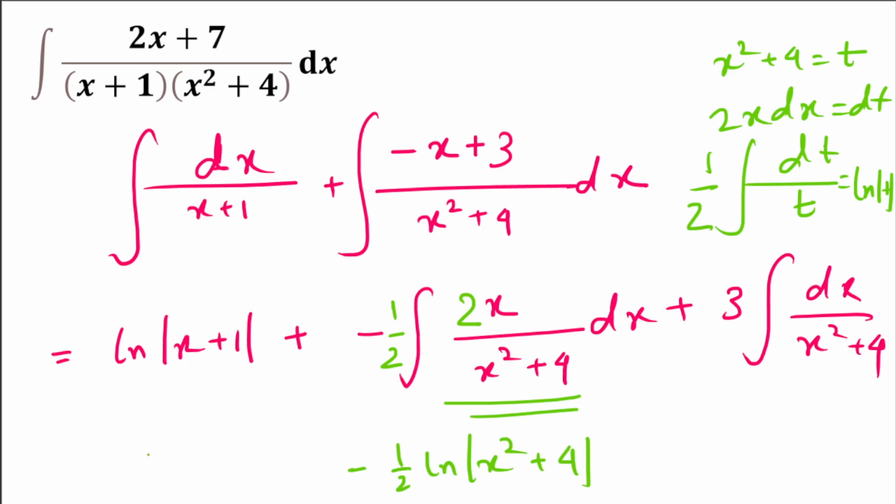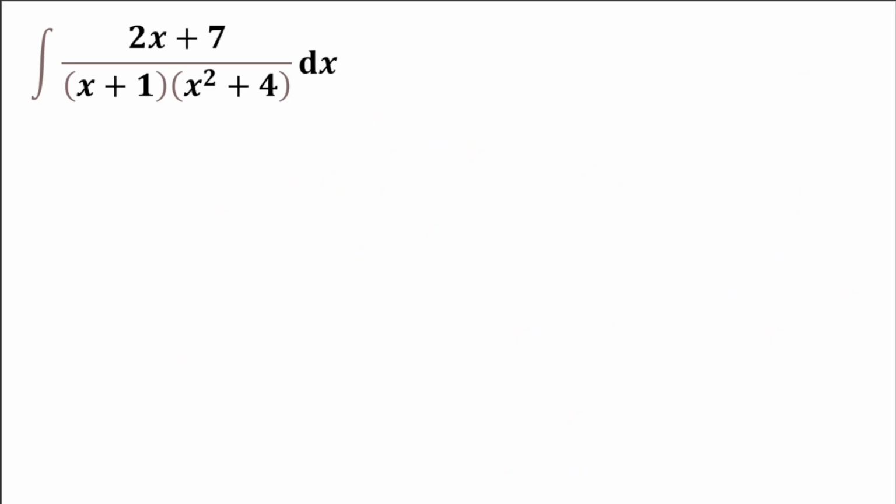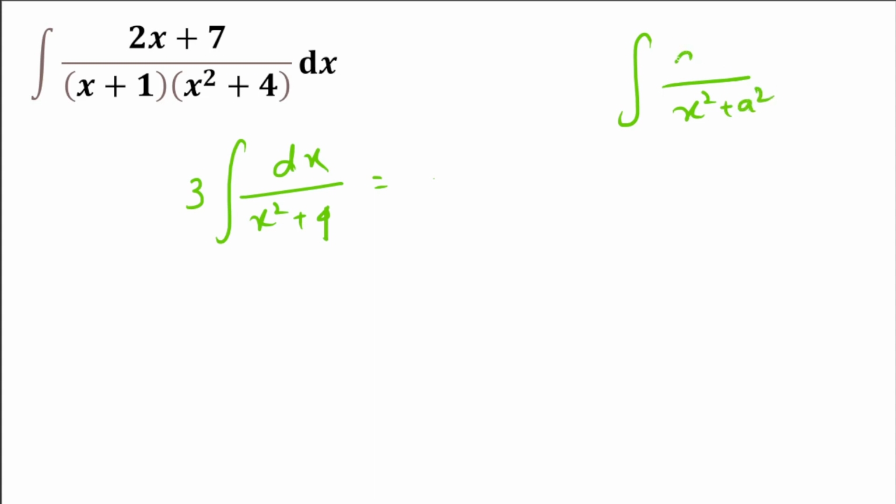Now we already have a ln term here, which is ln of x plus 1. And what is this? This is simple. So we'll do this in another page actually. So this is 3 dx by x square plus 4. Now this is in the form of 1 by x square plus a square dx, right? What does this term mean? This is simply 1 by a tan inverse x by a, and of course with a constant term.